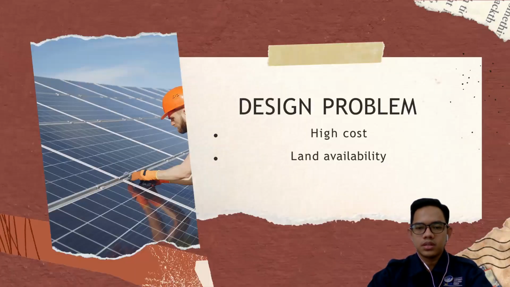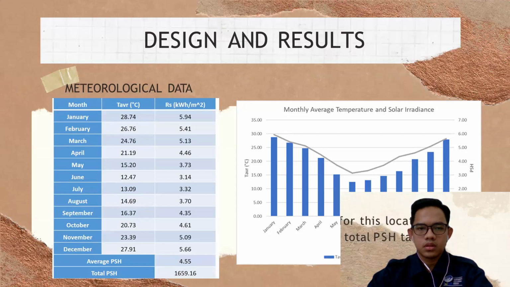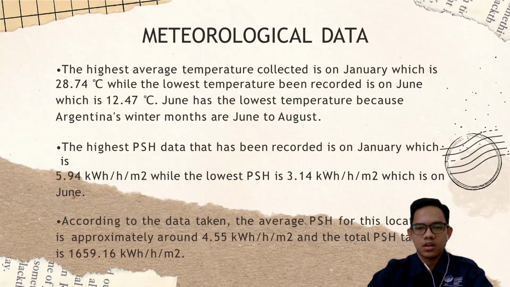The design problem is high cost and land availability. Based on the meteorological data, as we can see here, the highest average temperature collected is in January, which is 28.74 degrees Celsius, while the lowest temperature recorded is in June, which is 12.47 degrees Celsius. June has the lowest temperature because Argentina's winter months are June to August.